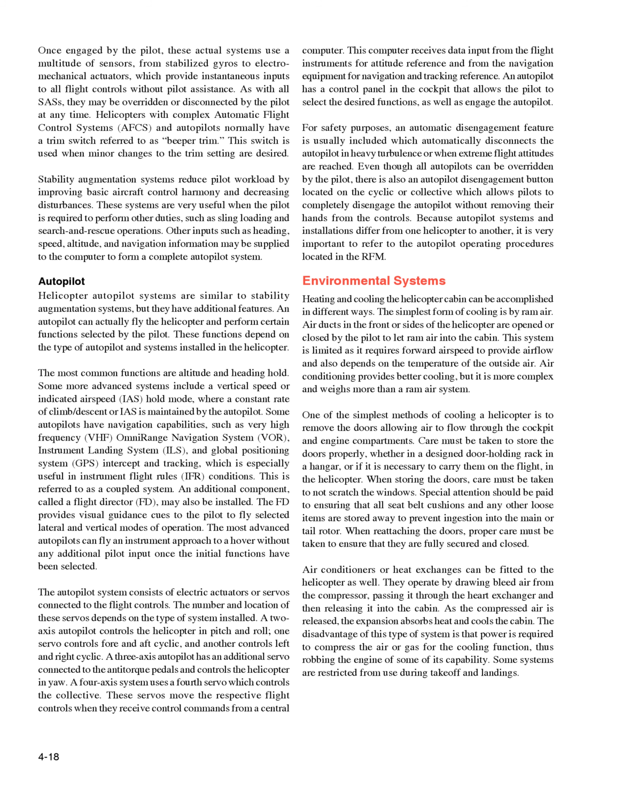An autopilot can actually fly the helicopter and perform certain functions selected by the pilot. These functions depend on the type of autopilot and systems installed in the helicopter. The most common functions are altitude and heading hold. Some more advanced systems include a vertical speed or indicated airspeed, IAS, hold mode, where a constant rate of climb/descent or IAS is maintained by the autopilot.